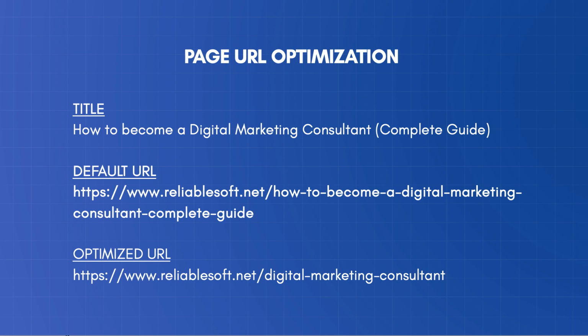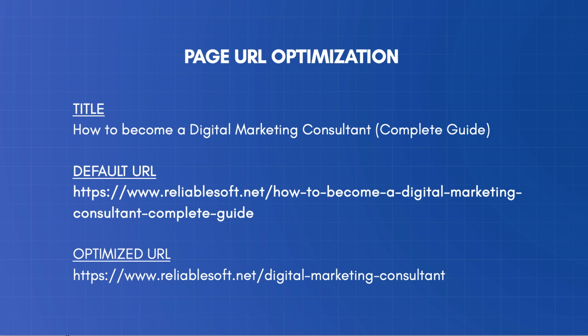The title of a post is How to Become a Digital Marketing Consultant. By default, your CMS will create a URL that contains all words that make up the title separated by dashes. This is not bad, but it's too long to remember and contains words that are not really needed. A better version is to include only the targeted keywords in the URL. In this case, it's Digital Marketing Consultant. Now, the URL is shorter, easier to remember, and an exact match of the target keyword.